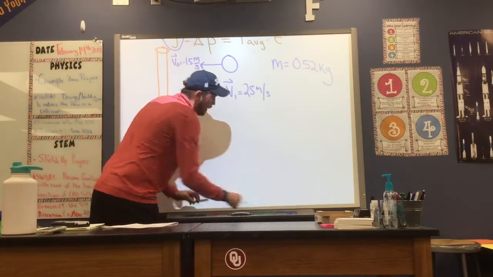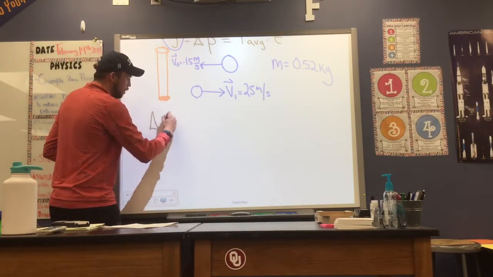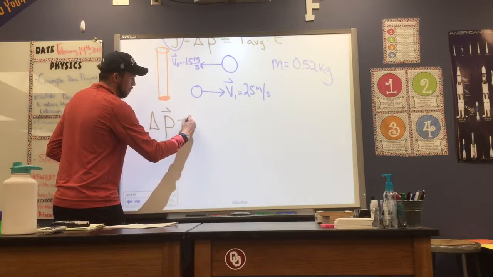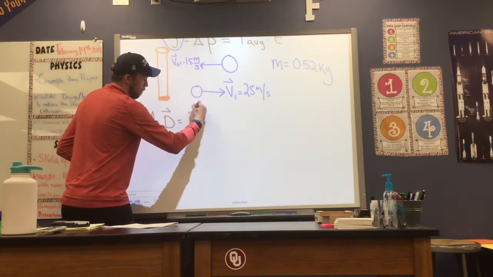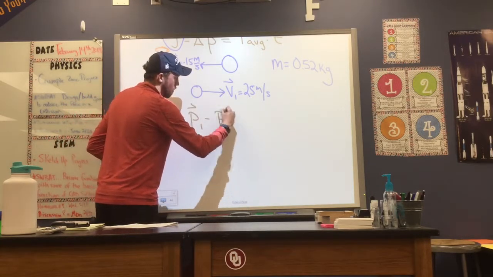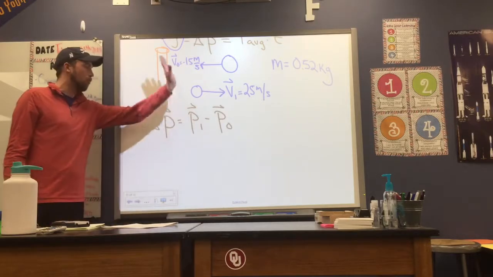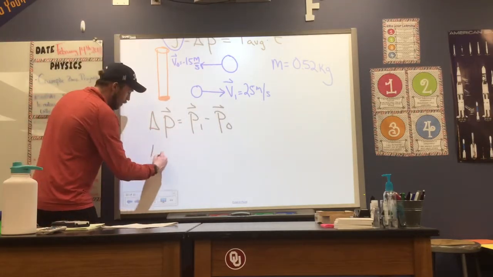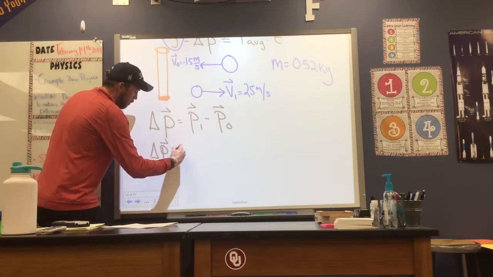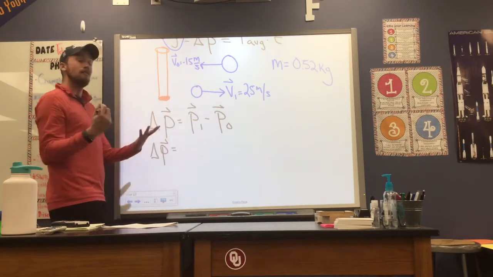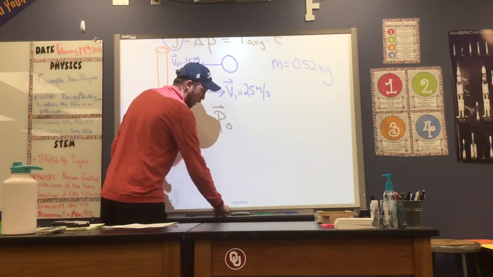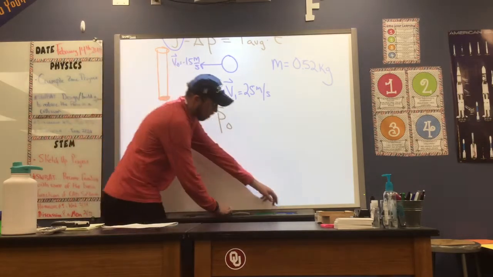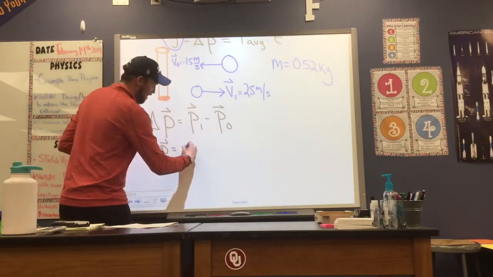So, as we looked at in class, I'm going to say that my delta P, my change in momentum, is my momentum final, P1, minus my momentum initial. I'm finding the difference from where I end compared to where I start. So delta P is equal to P1, that's my final momentum. I'm going to do that in blue as I grab the red marker.